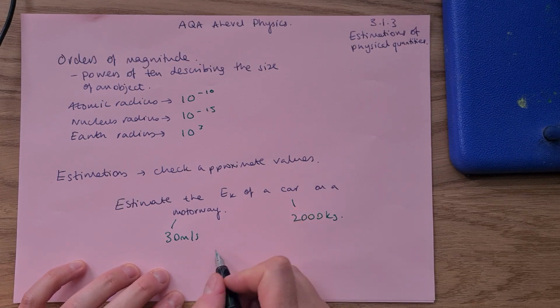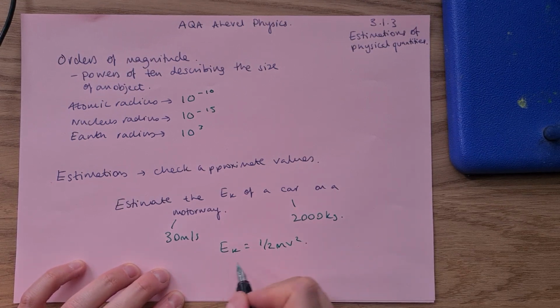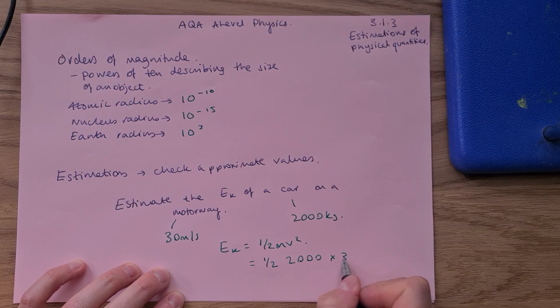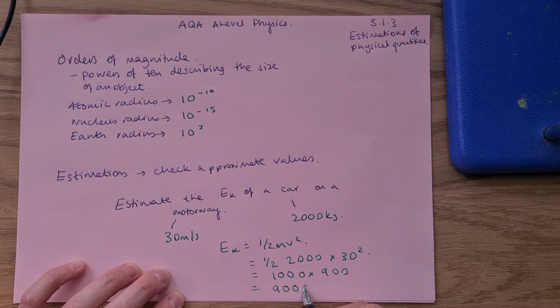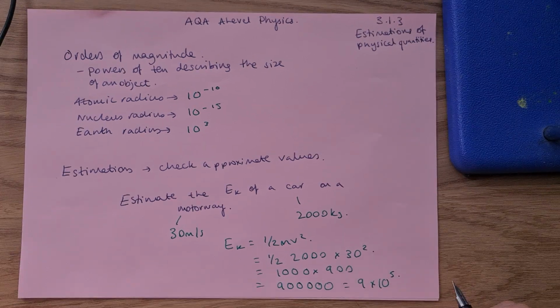And then, well, we know kinetic energy is half mv squared. Well, we looked that up on the equation sheet. So the kinetic energy of this, we're going to have a half times 2,000 times 30 squared, which is just 1,000 times 30 squared, which is 900. So we're getting 900,000, or 9 times 10 to the power of 5. So the order of magnitude is 9 times 10 to the power of 5.